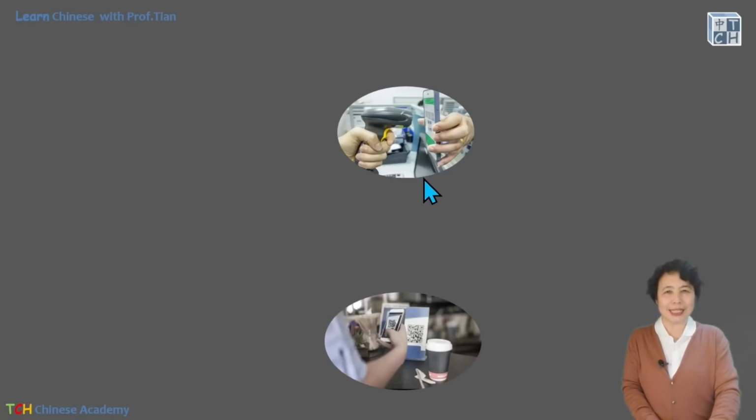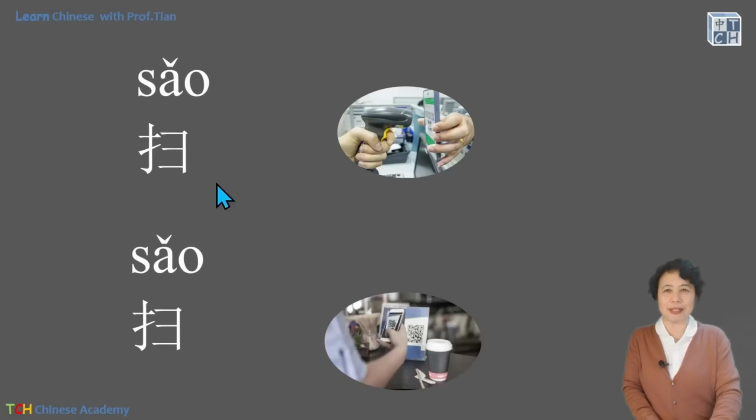What is this? Yes. And this action means 扫. Both in this picture and this picture, the actions are both 扫. What does 扫 mean? It means to scan the QR code. In China, nowadays, mobile payment is very popular. Everywhere you just scan the code and get paid. So 扫 is very important.